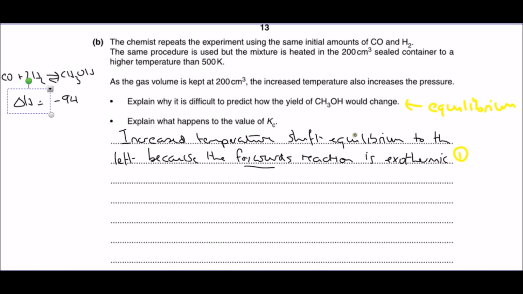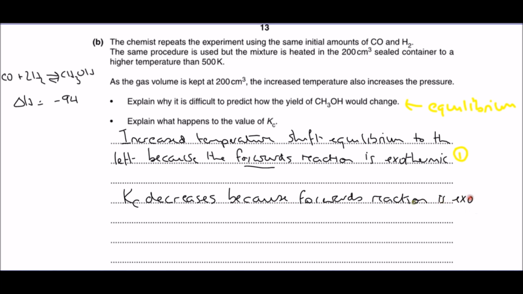And we have to say all of that to get this mark. So we've got to say what happens to equilibrium and why. So if it's shifting left, then we might as well deal with Kc as well. So Kc decreases. Remember, Kc is temperature dependent, so if we're talking about temperature, we need to talk about Kc, because forward reaction is exothermic. Okay, so again we need to say what happens and why. Even though we're kind of repeating ourselves, we still need to say it. So Kc decreases because the forward reaction is exothermic.